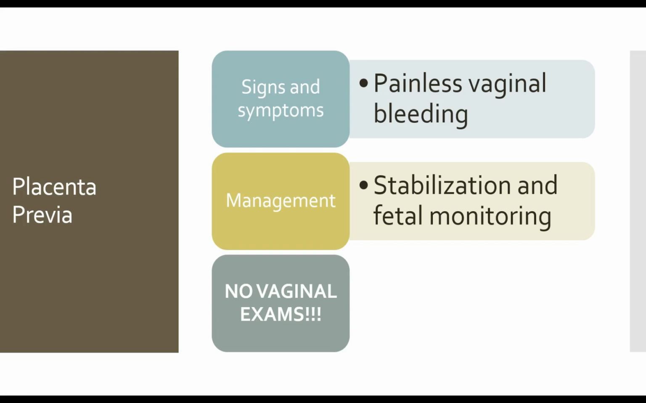Placenta previa. So this is where the placenta has implanted in the wrong place. We expect the placenta to implant at the top of the uterus, right up at the top. But with a placenta previa, it implants down by the cervical os, or the opening where the baby is going to come out. So with this placenta previa, they have painless, bright red vaginal bleeding. Stabilization and fetal monitoring, there's really not much that has to be done for this. They just keep an eye on it, basically. No vag exams, though. They don't want anything going in there that could potentially cause bleeding.